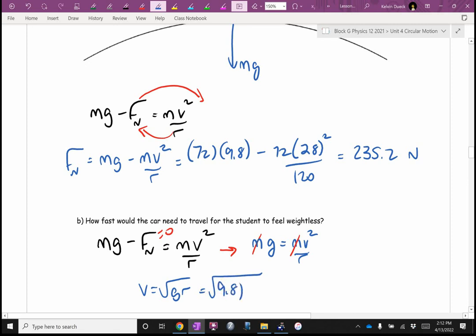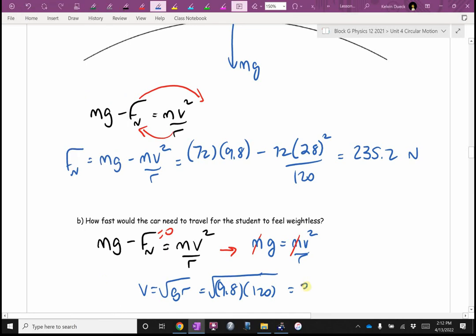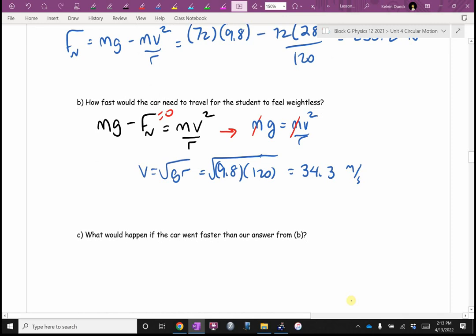Nine point eight times 120. That's a typo. 34.3 meters per second. Okay. What if we went faster than that? What if we go 40 meters per second?